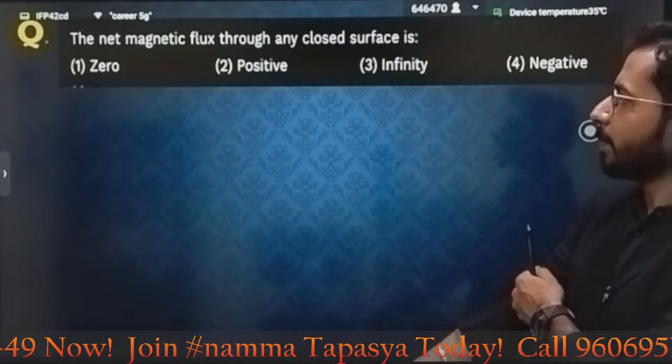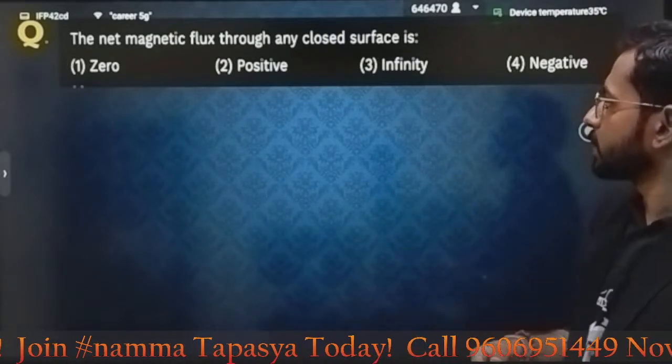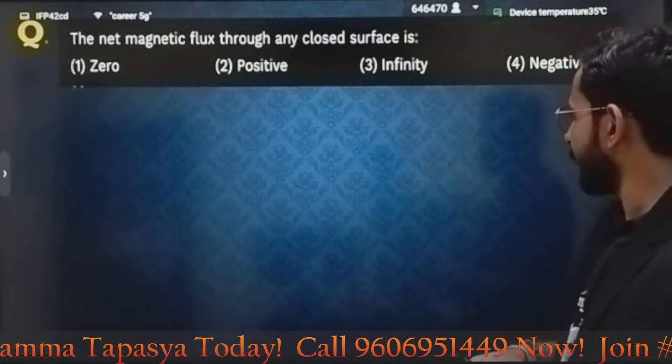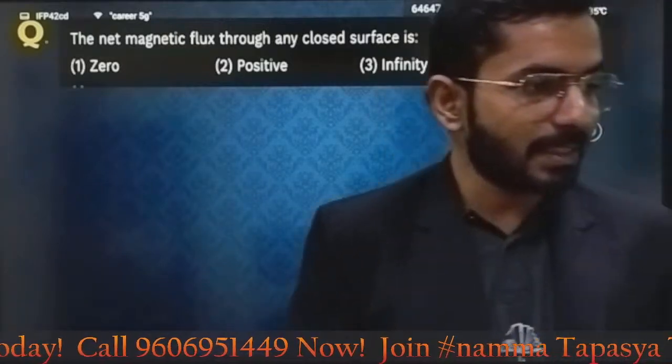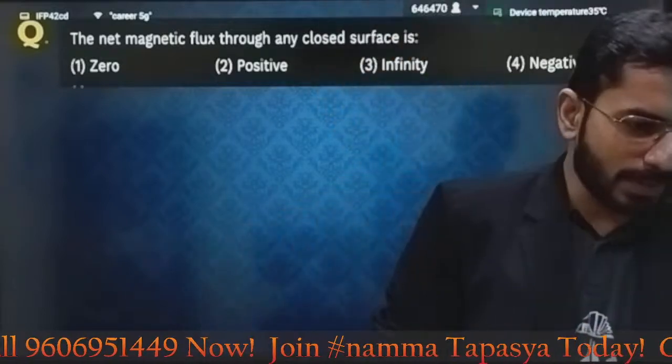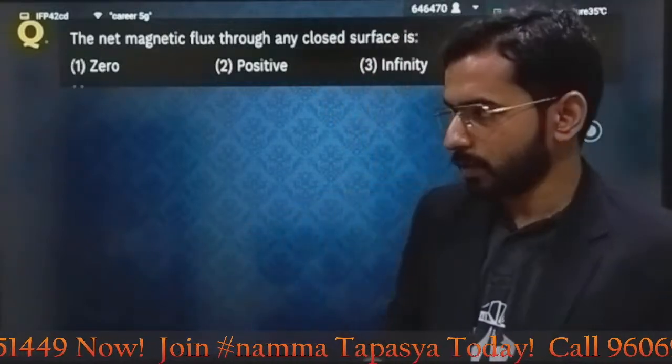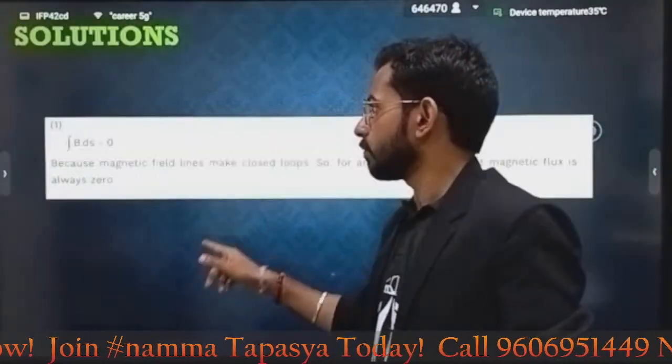Next one. The net magnetic flux through any closed surface is. What is the net magnetic flux through any closed surface? B dot ds is equals to 0. All of you know about this law. B dot ds is equals to 0 in a closed surface. That is option 1 will be simply correct.